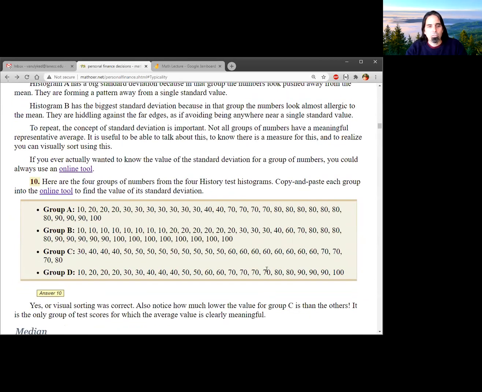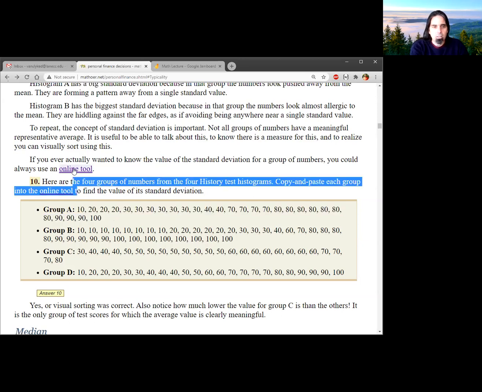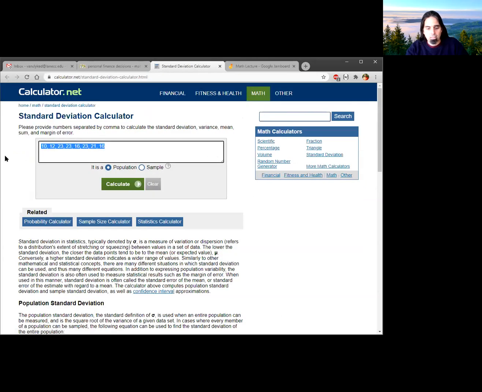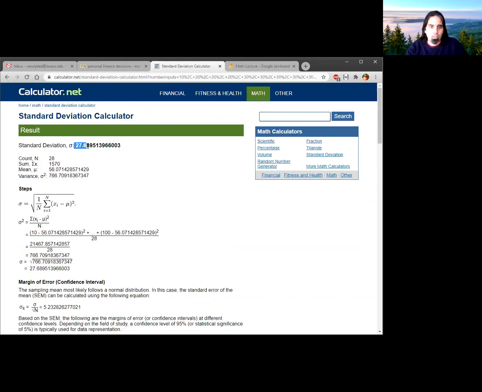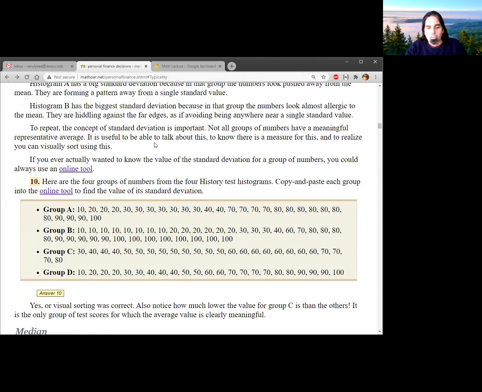If you want to find the standard deviation of a group of numbers, you can do it with the internet. So I'm just going to copy these and open up this web page and paste them in. And so here the standard deviation was 26.7. But what that website does, I'm not going to teach you. We don't actually want you to find out the standard deviation.